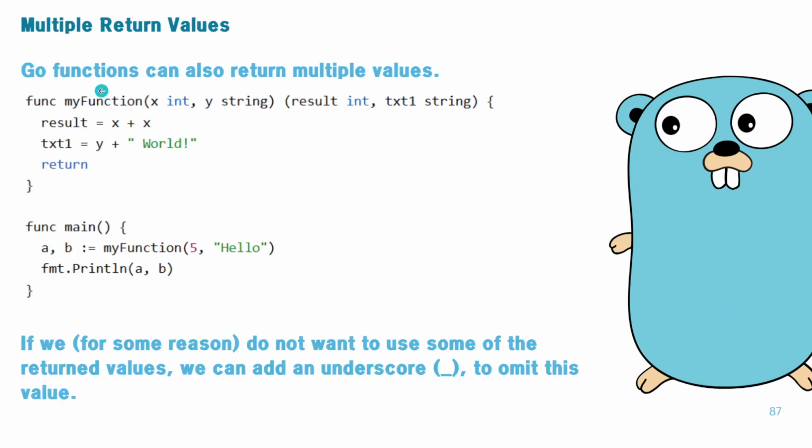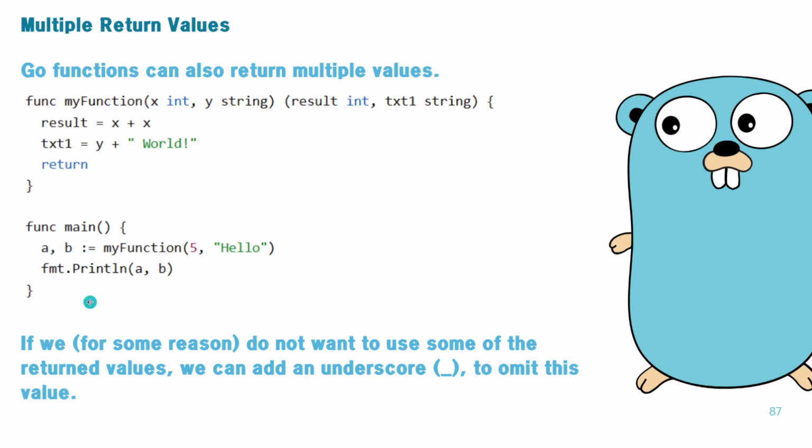Multiple return values. Go supports multiple return values, which we can specify like parameters, by giving the result name, then the type of the return value, and separating them with a comma. Here we are returning a string and an integer, and we can access them by writing two variables, a comma b.